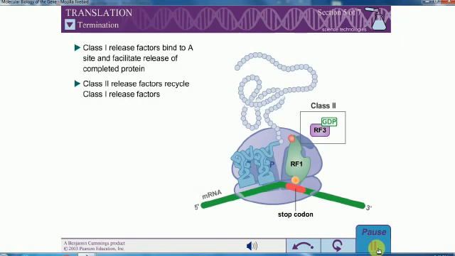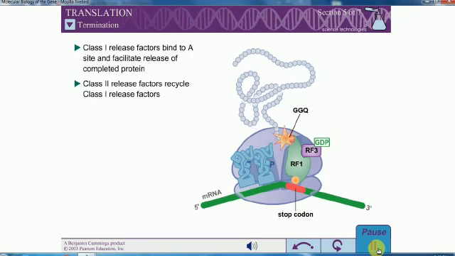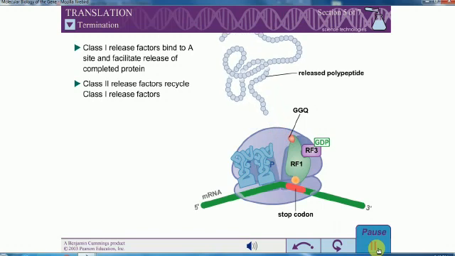The class II release factor, in complex with GDP, also binds the large subunit. In prokaryotes, RF3 is the class II release factor. In eukaryotes, eRF3 is the class II release factor. After the class I and class II release factors are both bound, a glycine-glycine-glutamine, or GGQ, motif on the class I release factor triggers hydrolysis of the protein from the tRNA in the P site.